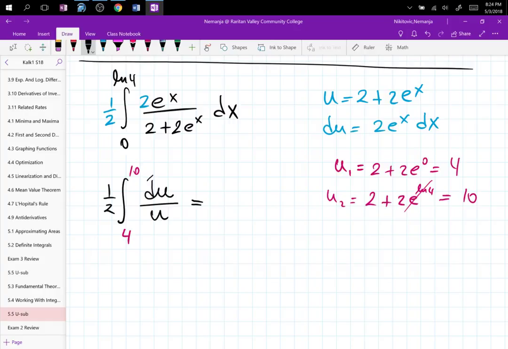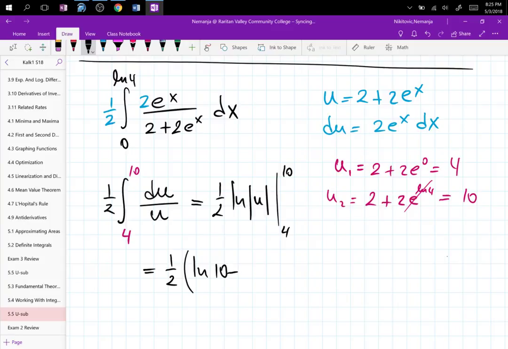So now, does anyone know what the integral of du over u is? It was there on the exam. What's the integral of du over u? Yes, natural log. Very good. So the answer over here is 1/2 ln absolute u from 4 to 10. This is 1/2 times ln 10 minus ln 4.